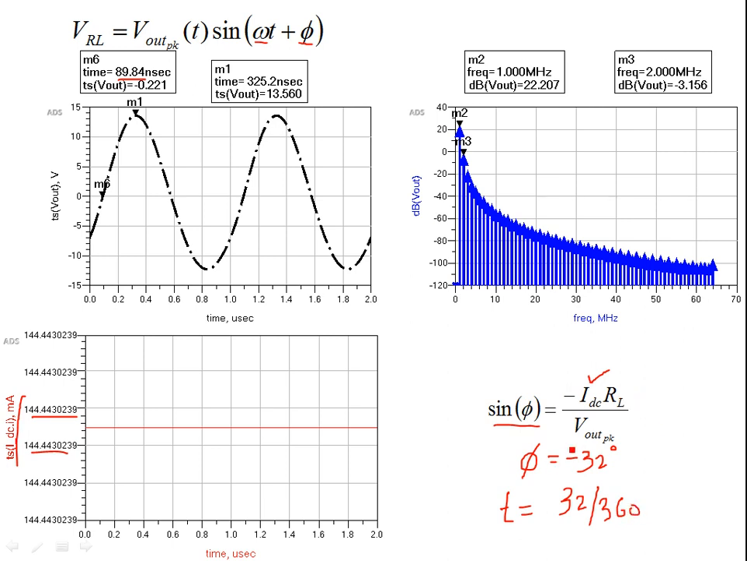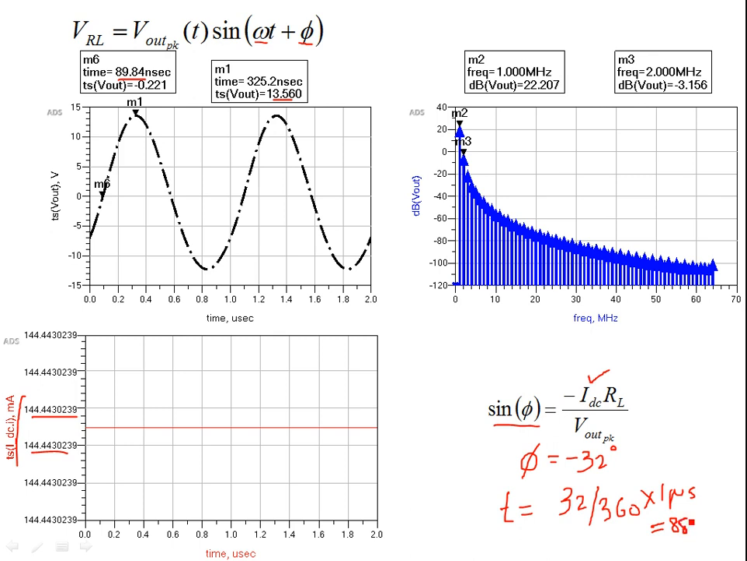I think you will be able to calculate the phase. You have the load resistance, you have the V out from here, and you have the DC from here. Just plug in those values and you will find the phase in radians. Just convert this to degrees. So 32 over 360 multiplied by 1 microsecond, which is the time period, gives you a time of about 88 nanoseconds.